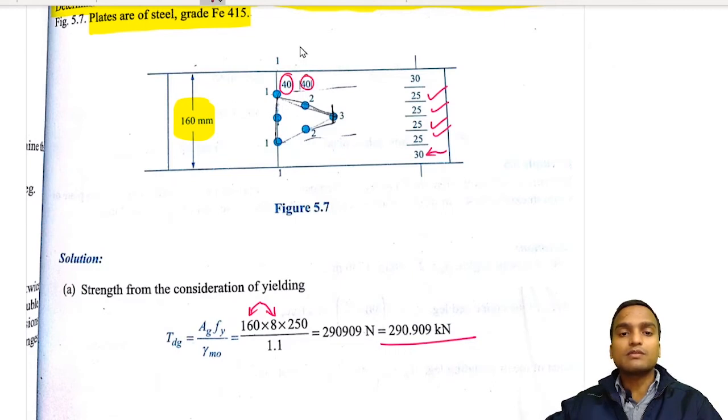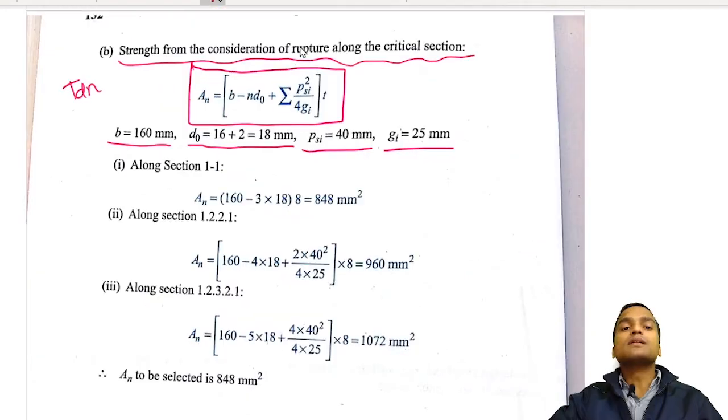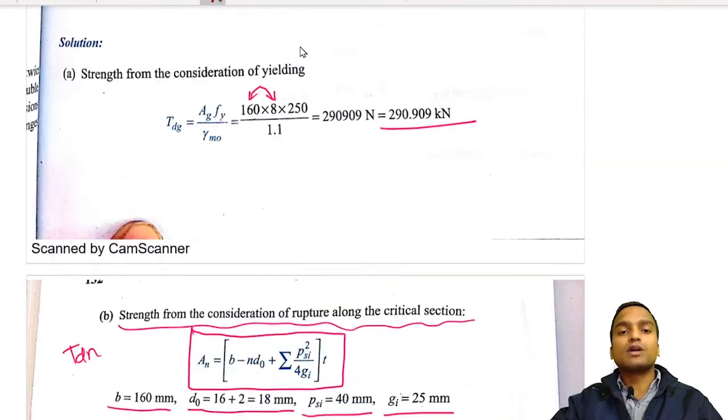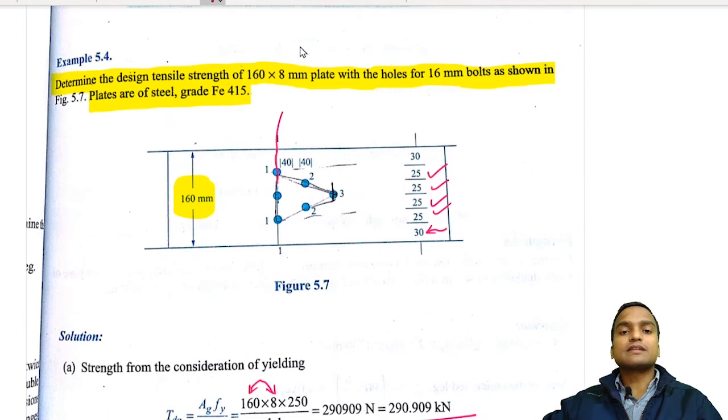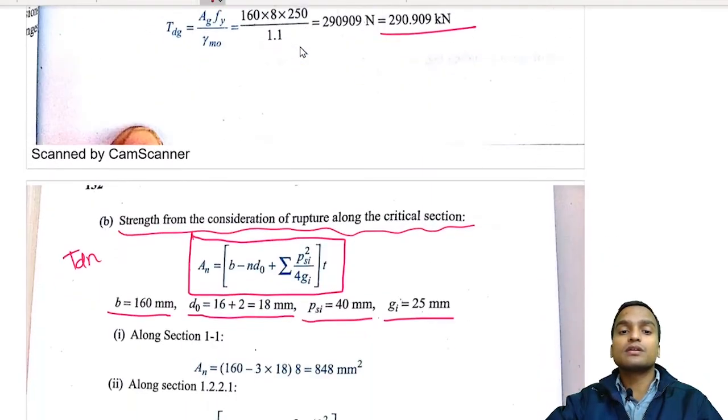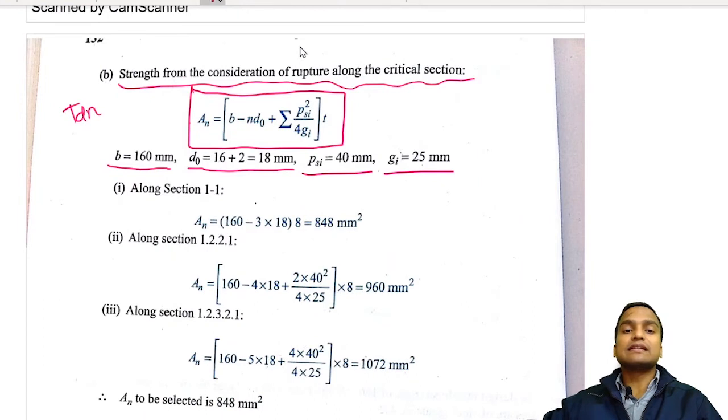So in this diagram, if it is not clear, this one is the pitch, 40 mm and 40 mm. Let us consider section 1-1. Our critical section along 1-1 is this, and in this critical section there are 3 bolt holes. So the net sectional area along section 1-1 will be equal to (160 minus 3 times 18) into thickness of plate, and this is the net area in this case.